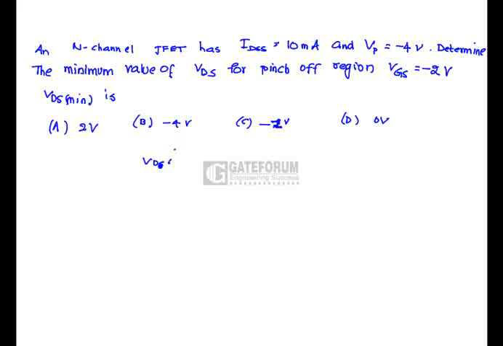Here VDS for the pinch-off region should be VGS minus VP. So VDS min equals VGS minus VP, which is -2 plus 4, which equals 2 volts. That is, option A is correct.